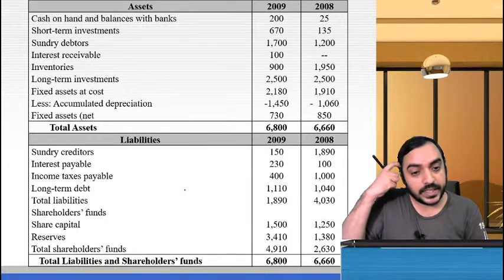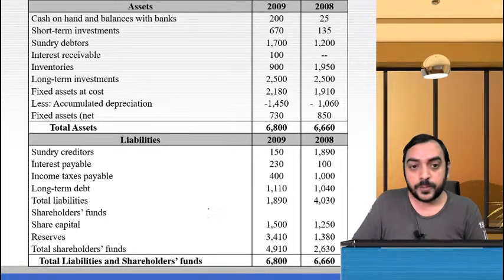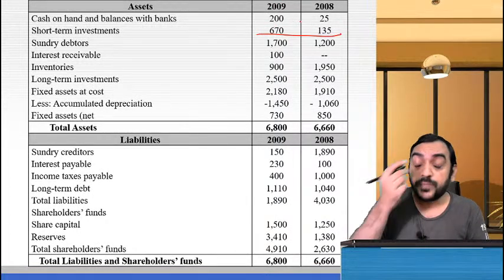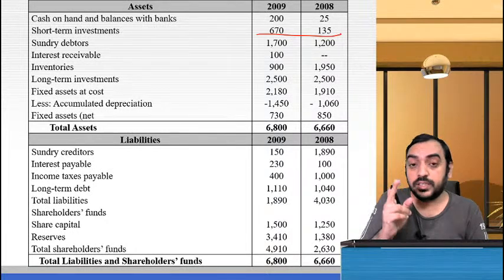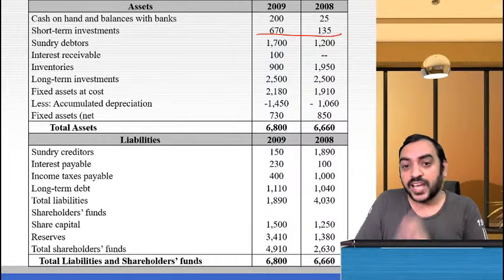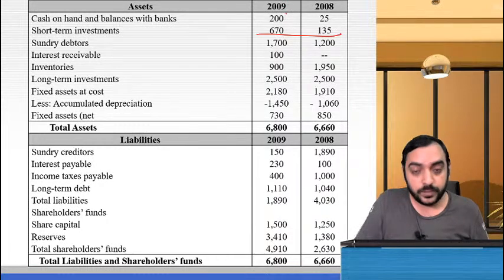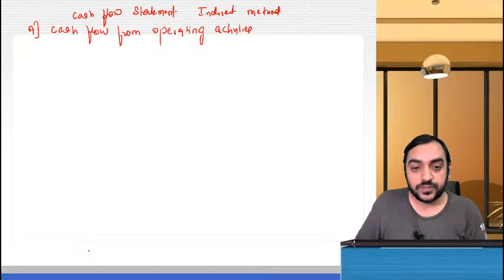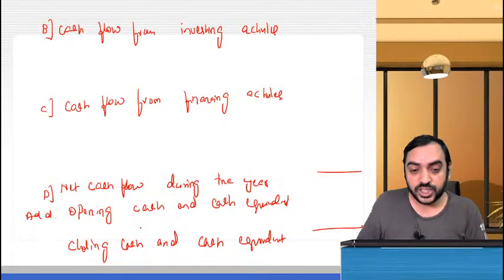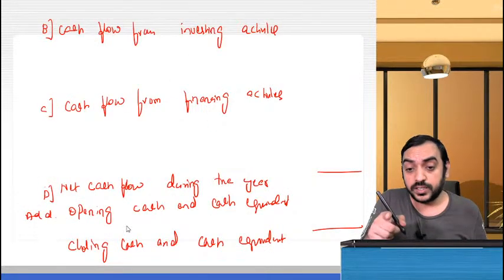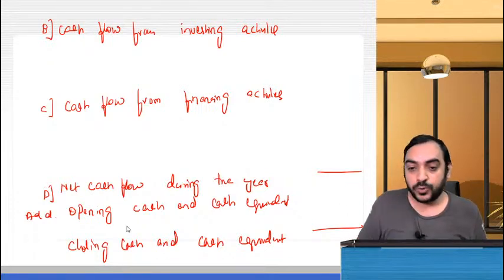First, we'll take the liability side. Now cash in hand and balance with banks, both of them will go to the last line of the balance sheet, working cash, that is cash equivalent. So opening cash and cash equivalent will be 25 plus 135. Please write at the same speed, otherwise you will not be able to follow the process. Make sure you are at the same speed as what I'm doing.